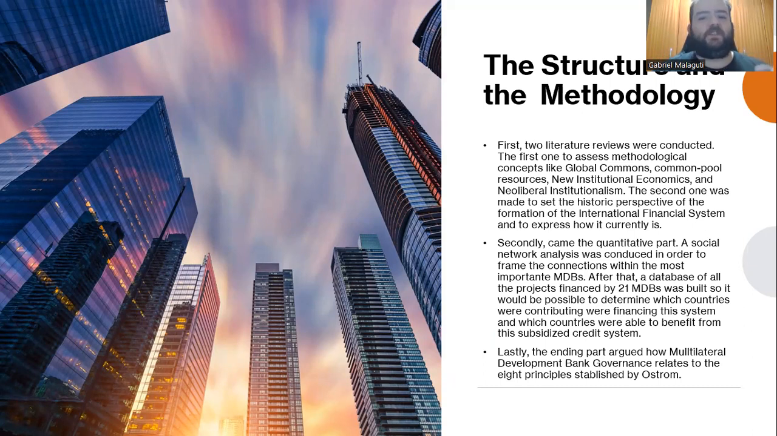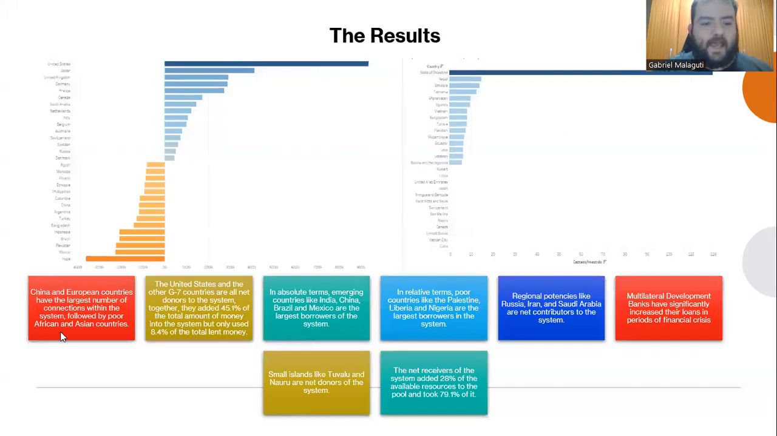What I did was sum up a lot of databases, the database of the projects of 21 of those banks, and take those numbers and analyze how the scenario is going. So here are the results. In those banks, the G7 countries are the net donors of the system, which means they put in a lot more money than they take from the system, while emerging countries are the ones that take the largest amount of resources from this pool.